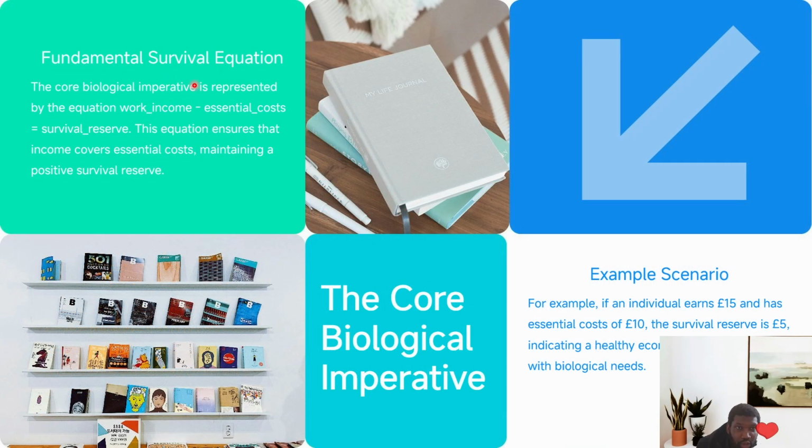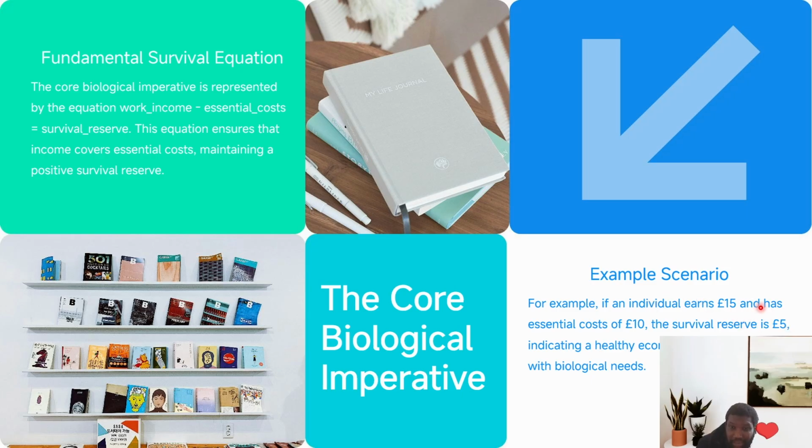The fundamental survival equation. Let's look at an example scenario first. If an individual earns £15 and has an essential cost of £10, the survival reserve is £5, indicating a healthy economic state aligned with biological need. You see what I'm saying? If someone gives me a house for £10, I buy the house, and the survival need is £5.